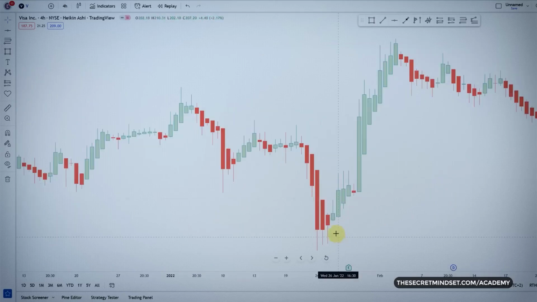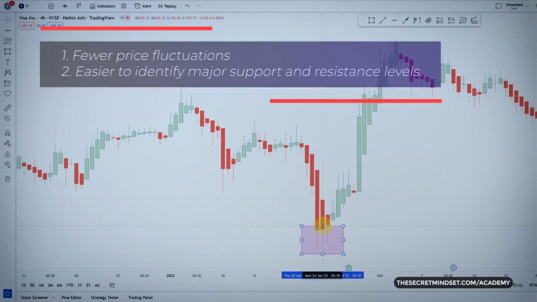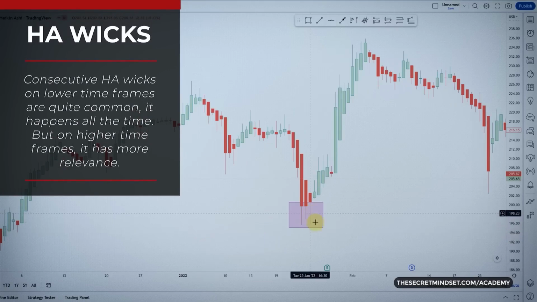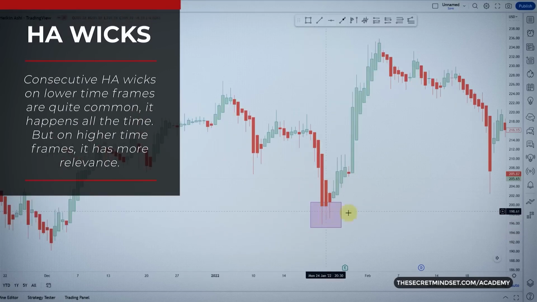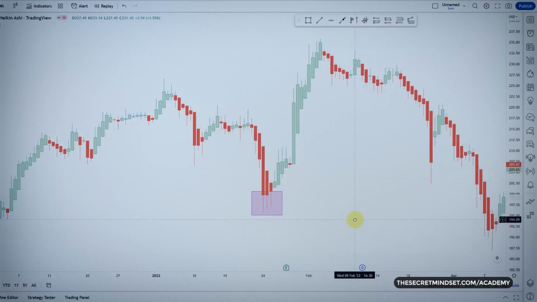For example, here we are looking at the 4-hour time frame. First, we see fewer price fluctuations compared to someone looking at the 5-minute chart, and it's easier to identify major support and resistance levels. Consecutive wicks on lower time frames are quite common. It happens all the time. But on higher time frames, this has more relevance. And on higher time frames, psychological numbers are more obvious.